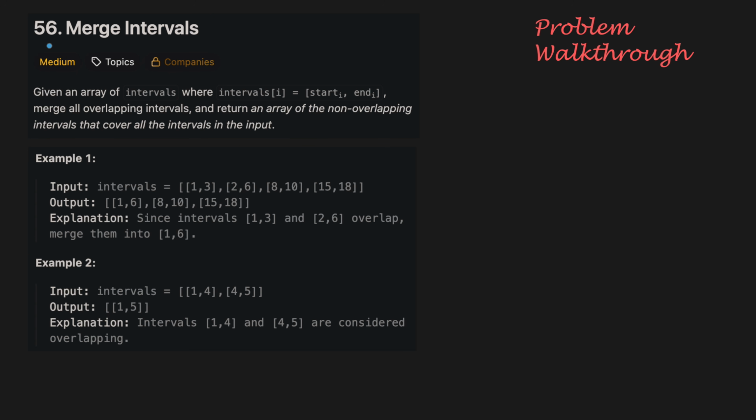Now to the problem. In this problem, we are given an array of intervals where each interval is represented as a pair of start and end times, indicating a time period, and our task is to merge all overlapping intervals and return a new array containing only the non-overlapping intervals that cover all the intervals in the input. Let's look at an example to make this crystal clear.